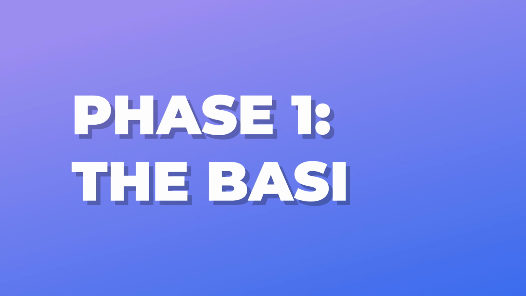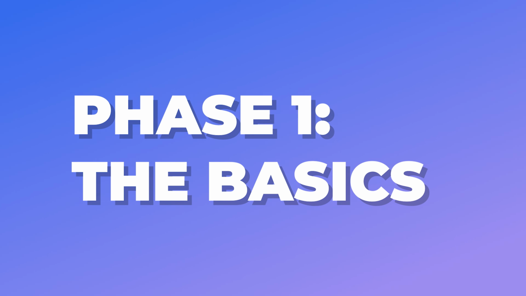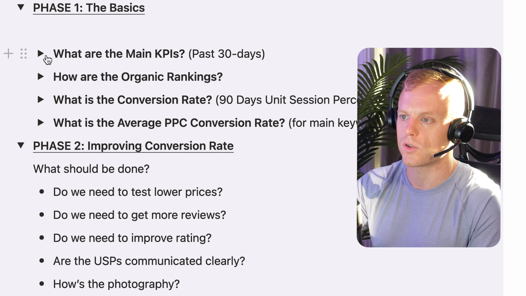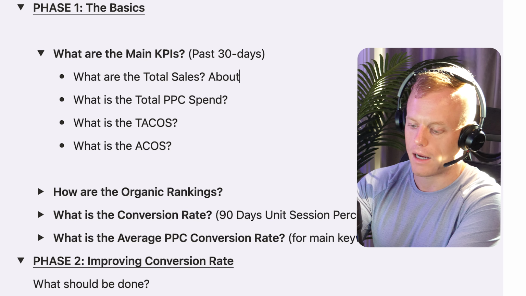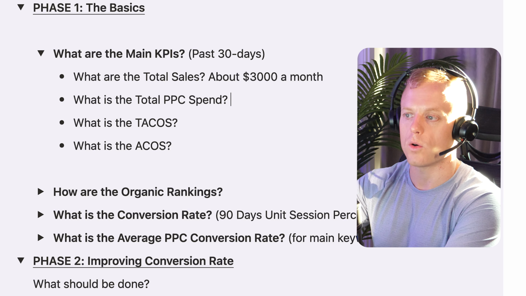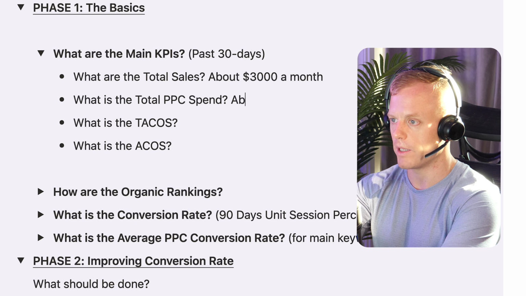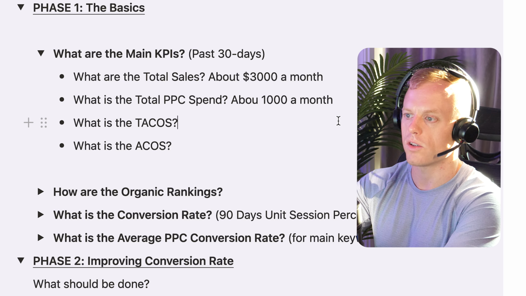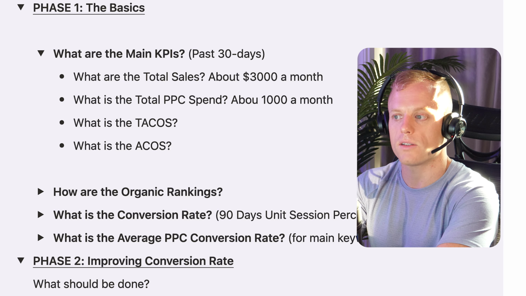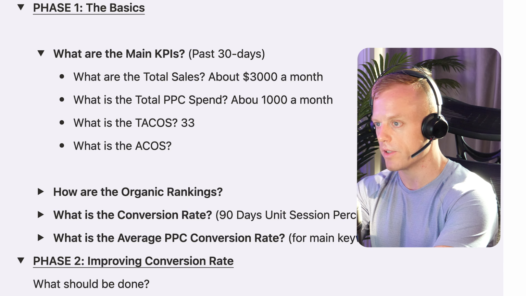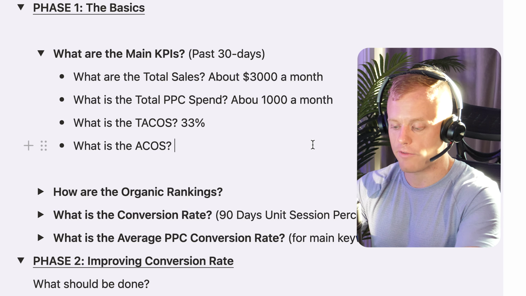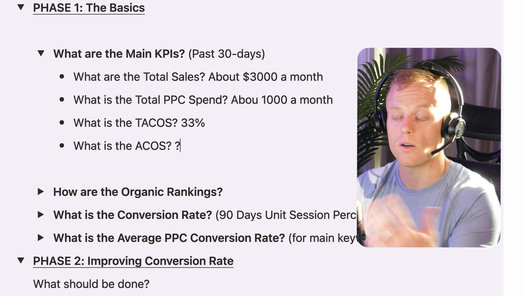So let's go back to my Amazon audit sheet. The first phase is what are the basics? So first, what are the main KPIs? So what are the total sales? About 3,000 a month. What's the total Amazon ad spend? She told me it was about 1,000. What's the total ACOS? So 3,000 in total sales, 1,000 in total spend. That's going to be 33%. What is the ACOS? We haven't gotten that far yet, so I'll put a question mark. I don't know their ACOS.